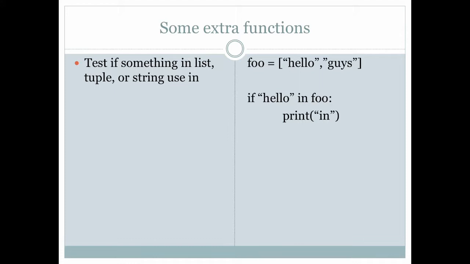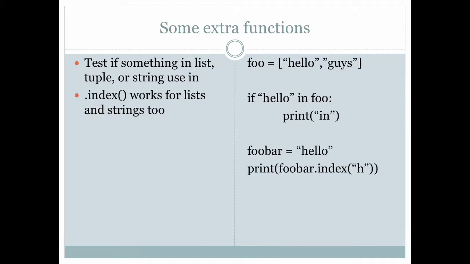So that's basically checking if the string hello is in the list foo, which it is. And now we have dot index. Okay, so I know I said dot index was only for tuples, but it is not. It's for basically everything that has multiple elements in it. So you could have a string, a list, a tuple. It gets the index of an element, and as I said before, it gets the first occurrence of that element.